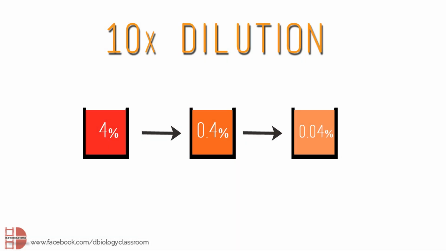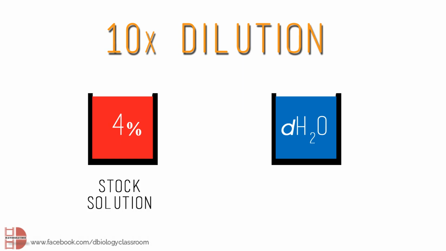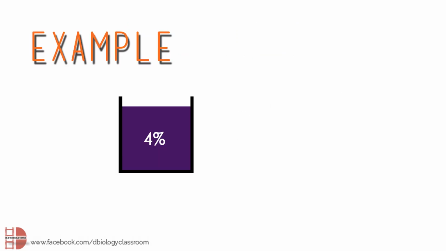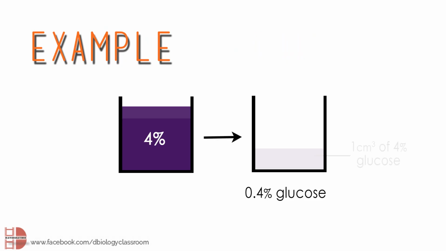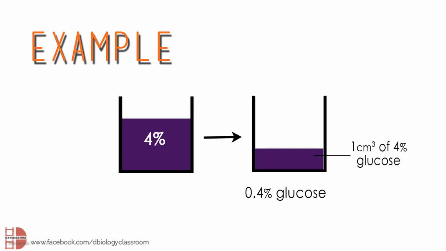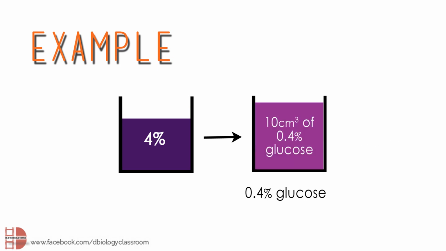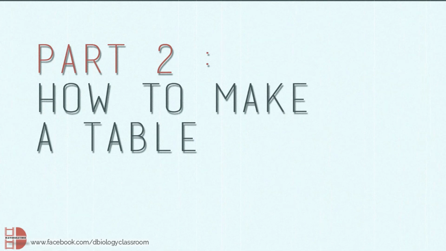If you want to make a solution 10 times more diluted, you have to mix the solution with distilled water in a 1:9 ratio. For example, you want to dilute a 4% glucose to 0.4%. Mix 1 cm cubed of 4% glucose with 9 cm cubed of distilled water, and you have 10 cm cubed of 0.4% glucose.